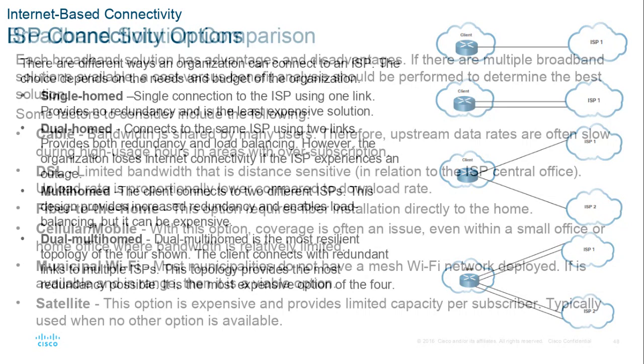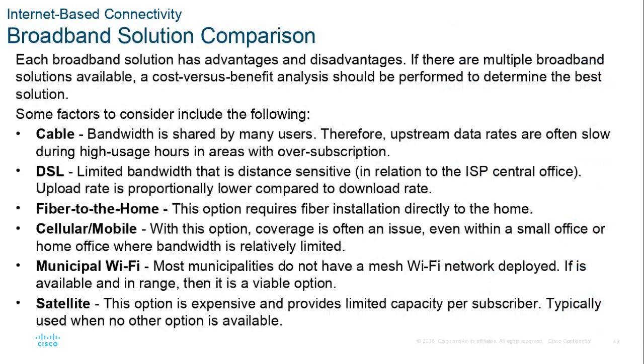So let's consider what we should take into comparison when we want to look at the advantages and disadvantages of what solution we're going to use. Cable residential is shared by everybody else in the neighborhood. You may have slower service in the evening when everybody's going to Netflix. DSL is kind of distance sensitive. You have to be closer than about a mile or two from the telephone company's central office.